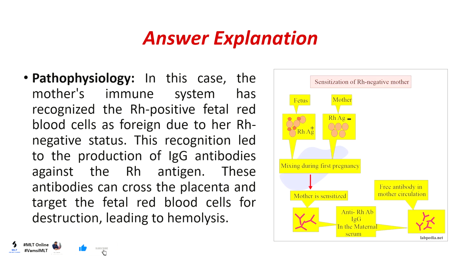Pathophysiology. In this case, the mother's immune system has recognized the Rh positive fetal red blood cells as foreign due to her Rh negative status. This recognition led to the production of IgG antibodies against the Rh antigen. These antibodies can cross the placenta and target the fetal red blood cells for destruction, leading to hemolysis.